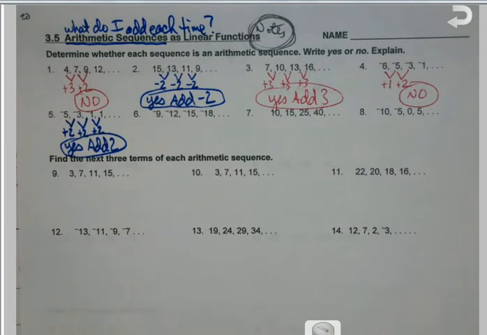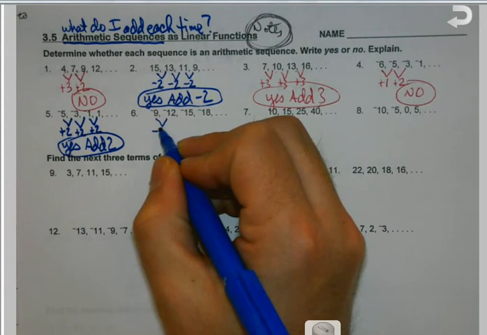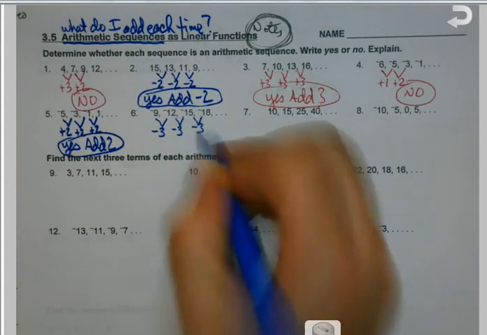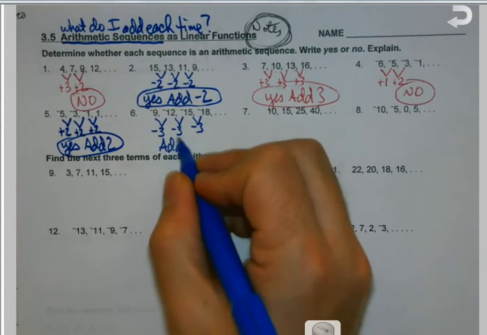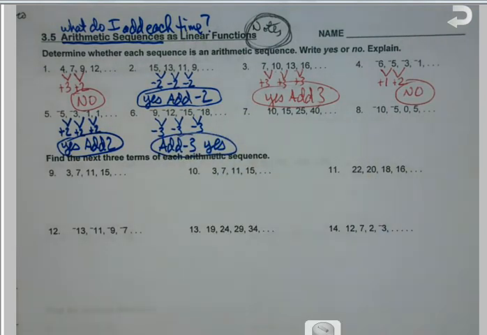Let's do one more of these. Let's do 6. I think it's added negative 3. Okay, each time we're adding negative 3, so that's a yes. So again, it may seem like subtract, but we're just adding a negative.